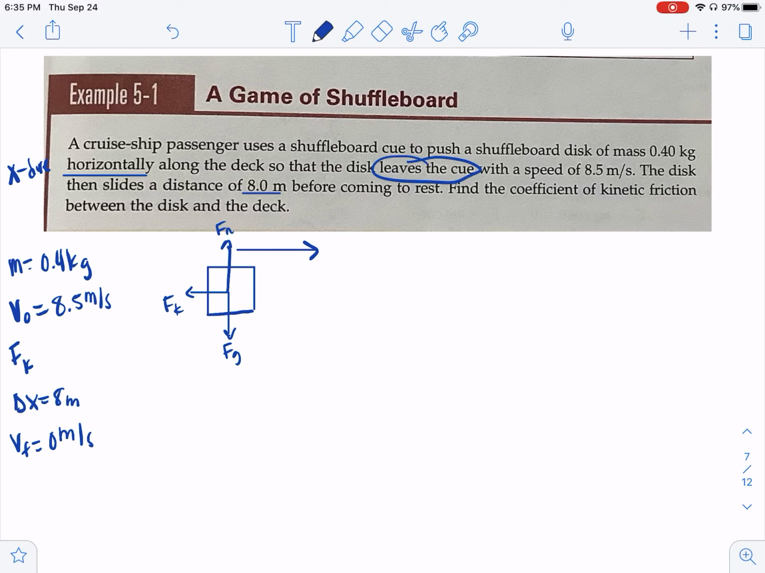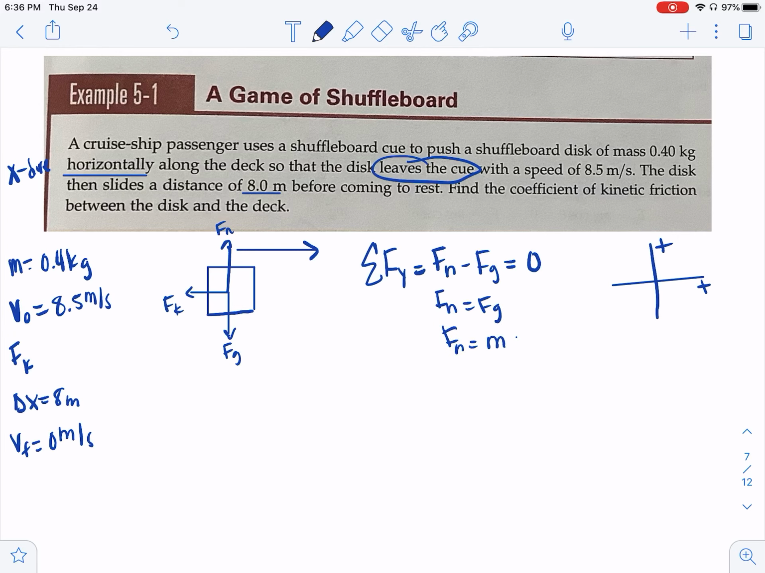So I'm going to do two sum of force equations. And here we're going to have positive, positive, just for the sake of this. So I would say sum of force in the y direction, I have force normal minus force of gravity equals, well, it's only moving horizontally. So in the y direction, it's still 0. So I can immediately say force normal equals force of gravity. So force normal equals mg. I can use this as I solve.